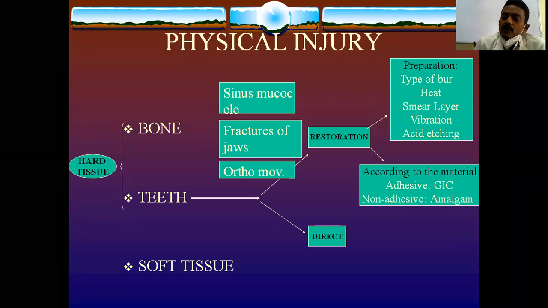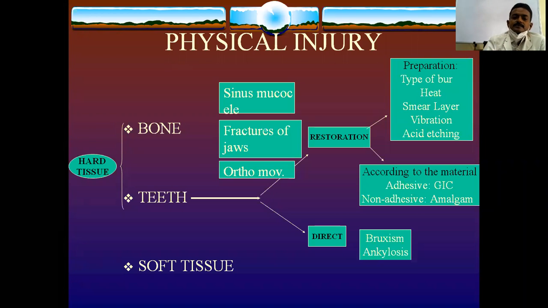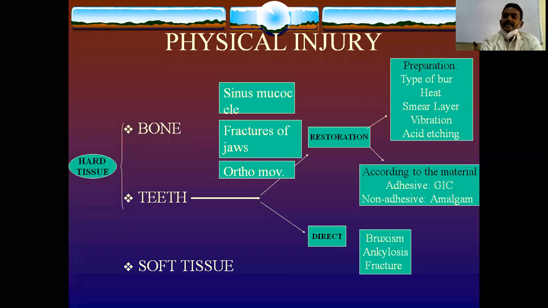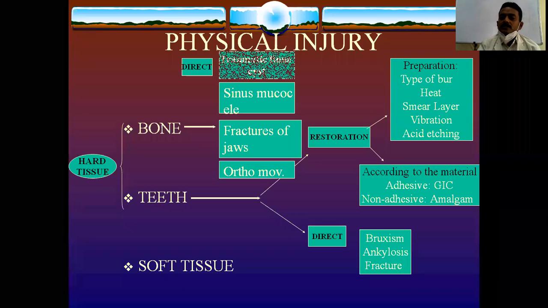Next, according to the material, there are adhesive materials such as glass ionomer cements, and non-adhesive materials such as amalgam. Next, direct injury to the tooth. It is caused by bruxism, ankylosis, and fractures of the tooth. The direct injury caused to the hard tissues is a traumatic bone cyst. Hope you all know what a traumatic bone cyst is.